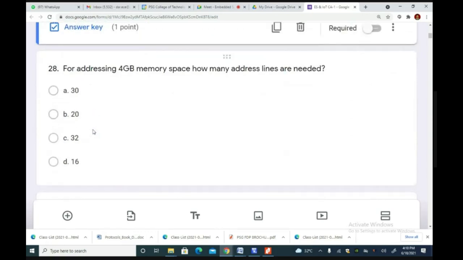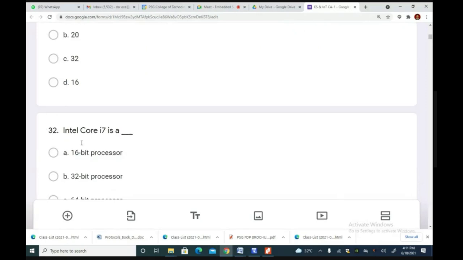For addressing 4 GB memory space, how many address lines are needed? 32 address lines are needed, because 2 power 10 is 1 KB, 2 power 20 is 1 MB, 2 power 30 is 1 GB, 2 power 31 is 2 GB, 2 power 32 is 4 GB of memory space.